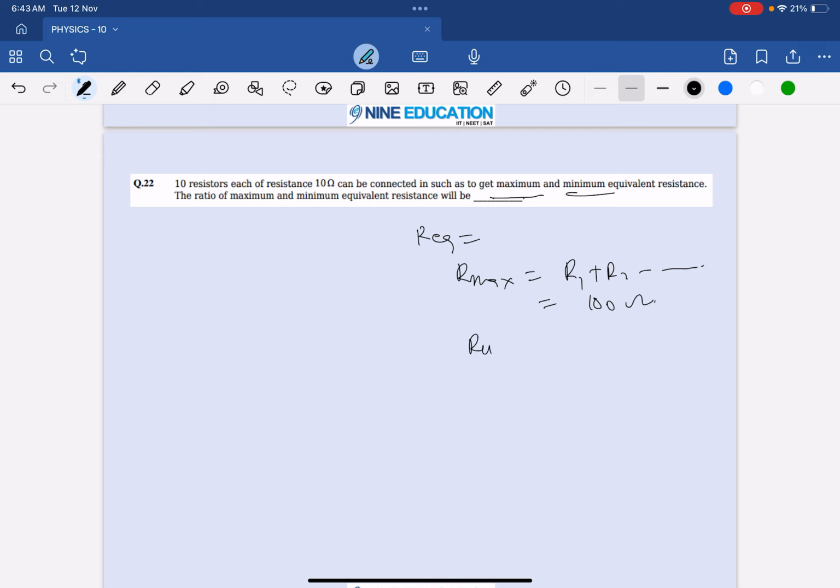And what would be R minimum? If we connect them in parallel, that would be 1 by 10 plus 1 by 10 plus 1 by 10, ten times. So that will be 10 by 10, which becomes 1 ohm. So what would be the ratio here? The ratio of maximum to minimum equivalent resistance would be 100 by 1, that is 100. Correct?